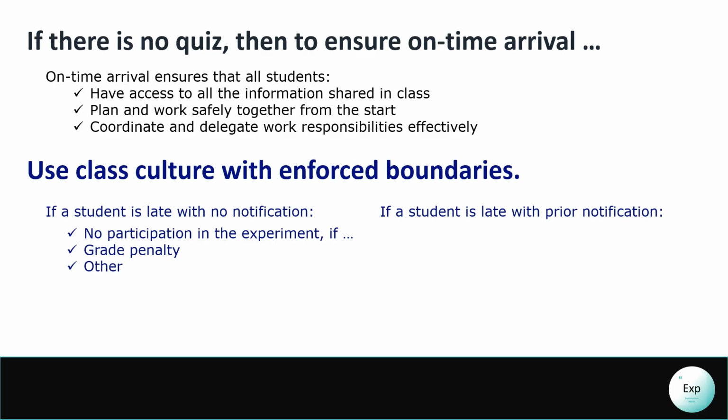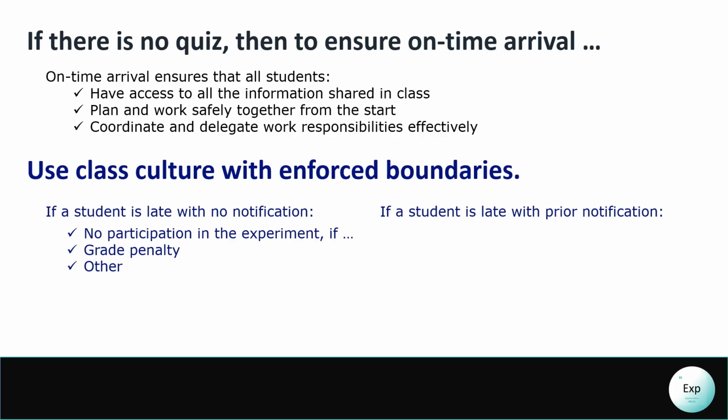If a student is late with no notification, it is important that you have a policy for that. And that policy could be anything from no participation in the experiment if, and here you can define under what conditions that applies. It could be if the student is more than 15 minutes late without excuse, then they are not allowed to participate. But you can customize this policy for what works for you. You could also apply a grade penalty, or you can come up with a different way to connect the late arrival to the associated consequence.